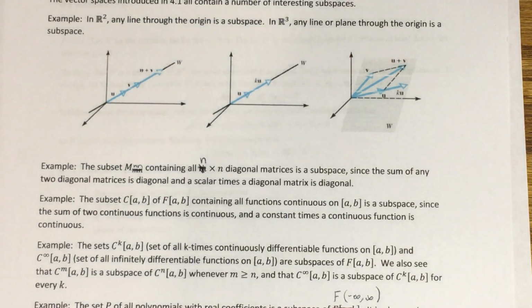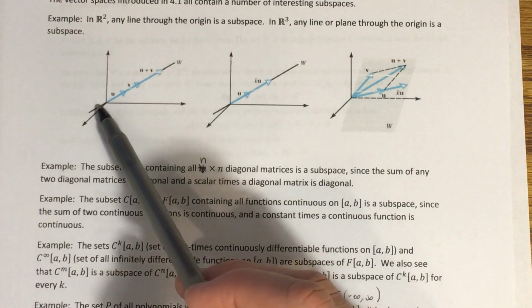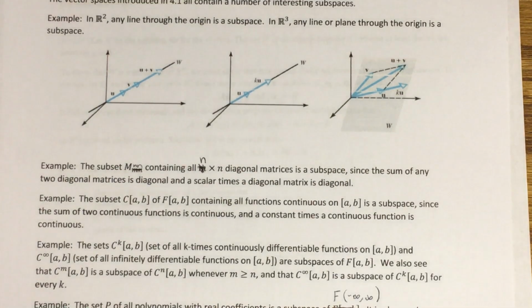So what that means is that every solution space to a homogeneous linear system with 3 equations and 3 unknowns will look like a line or a plane through the origin when we think of those solutions as vectors that we graph. Okay, that's going to be it for 4.2.